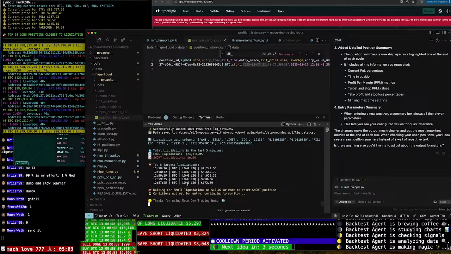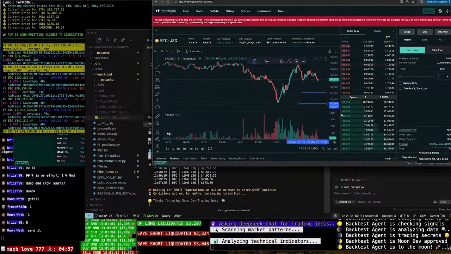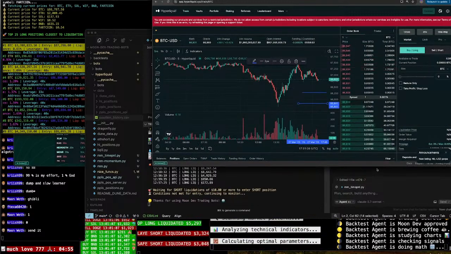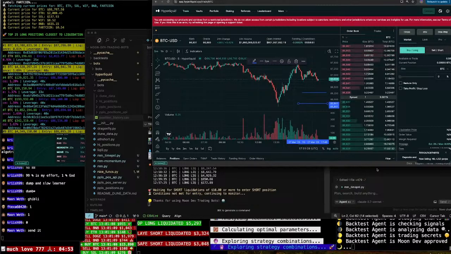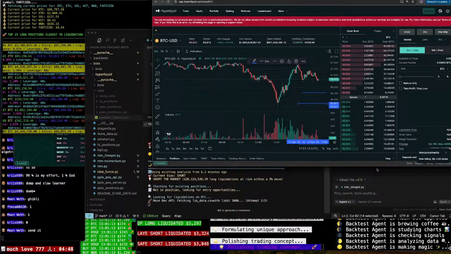We need some short liquidations to enter on this bot here, but we should be getting them soon. I would assume this price is going to keep wiggling. So once that enters, we'll be able to see if this bot is actually working on that side as well.